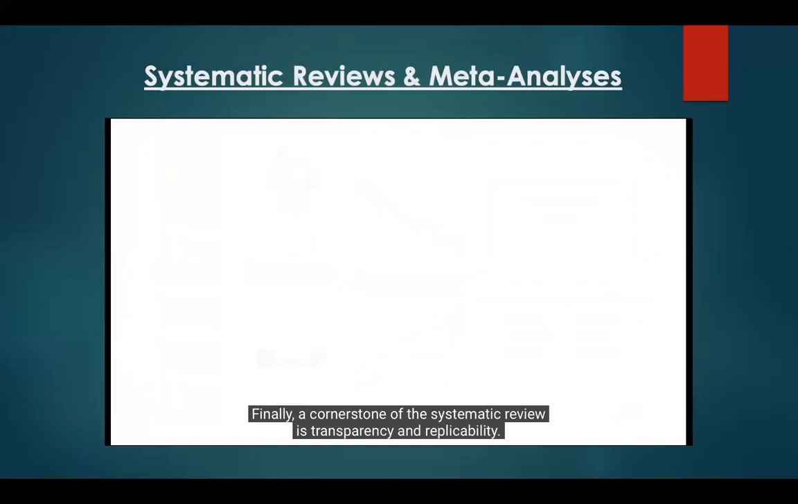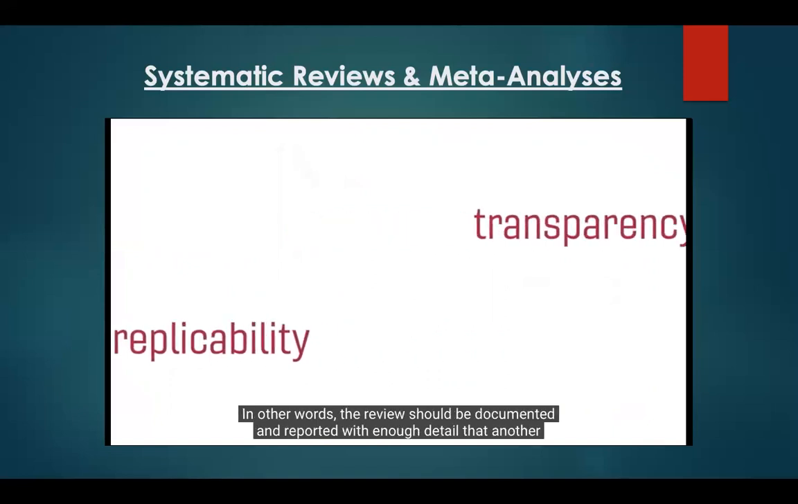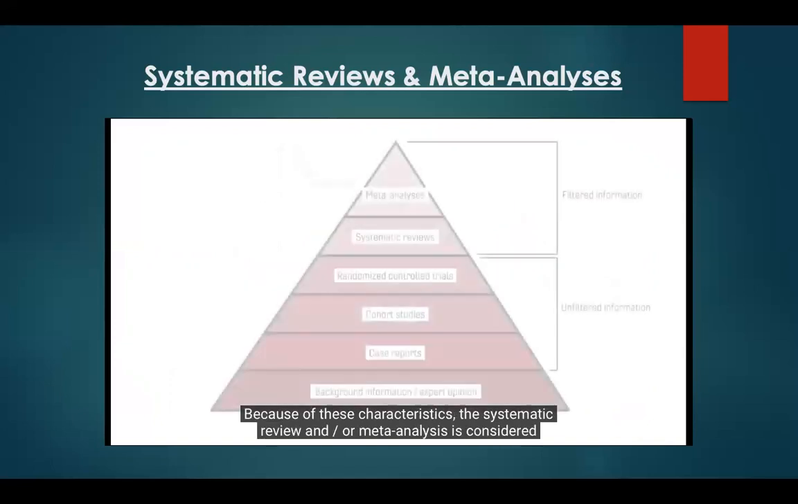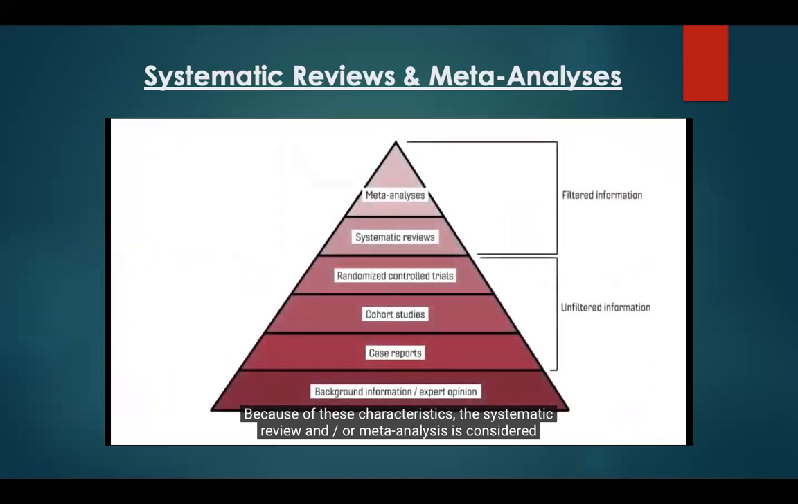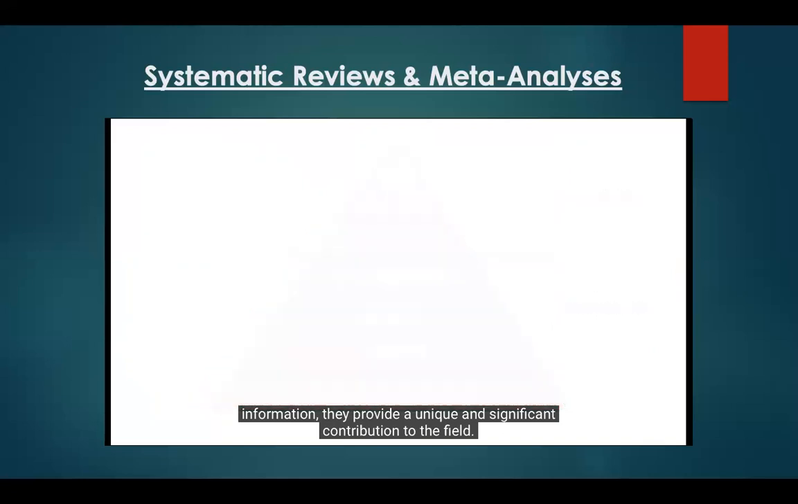Finally, a cornerstone of the systematic review is transparency and replicability. In other words, the review should be documented and reported with enough detail that another research team can accurately replicate the approach. Because of these characteristics, the systematic review and/or meta-analysis is considered the pinnacle of quality when it comes to evidence for decision-making. Thus, despite the fact that systematic reviews are reviews of primary research and/or other information, they provide a unique and significant contribution to the field.